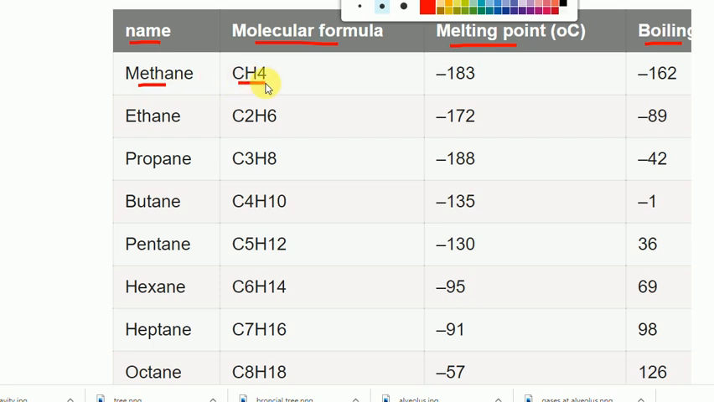Wamepataje 4 hydrogen? Wametumia formula CnH2n+2. Kutoka hapo manake kama carbon ikiwa moja, hydrogen inakuwa ngapi? 2 mara 1 ni 2, jumlisha 2 ni 4.